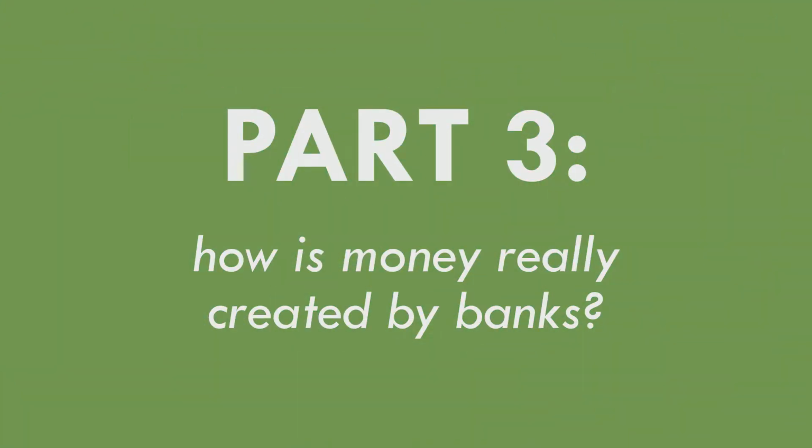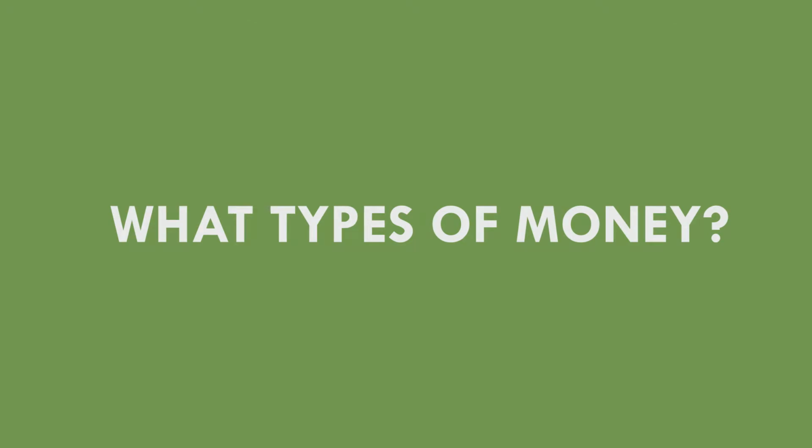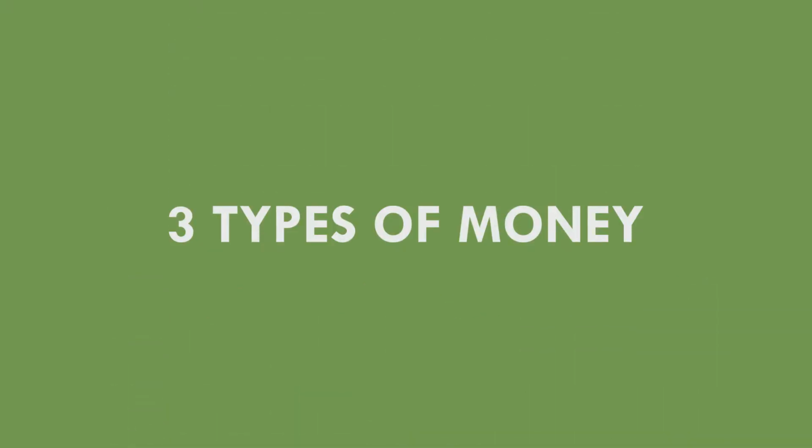Before we start looking at how money is actually created, we need to have a quick look at what types of money we use in the economy. Ignoring the shadow banking system for now, there are three types of money that we use. As a member of the public, you will only ever have used two of them. The simplest form is cash.